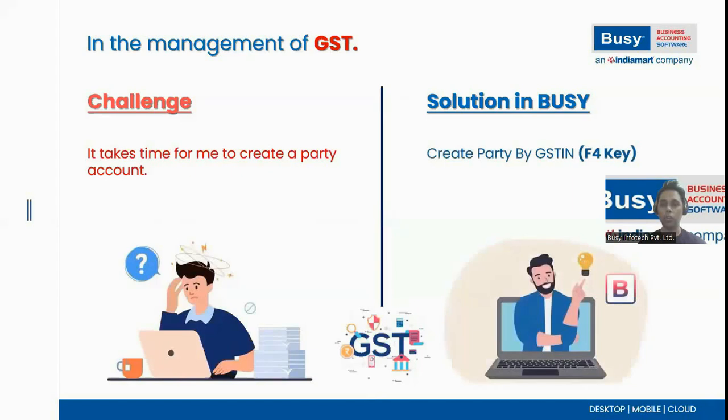That is a shortcut key called F4. Through this shortcut key, you can create a party instantly and also validate your GSTN number. That means through the GSTN number, a party will get created automatically in Busy. You don't need to type the party name manually or the address manually. So let's check in Busy practically also.